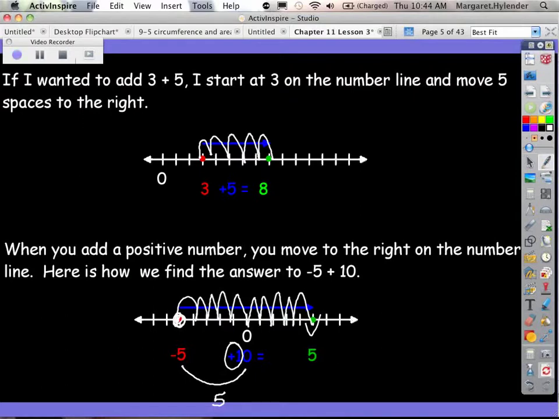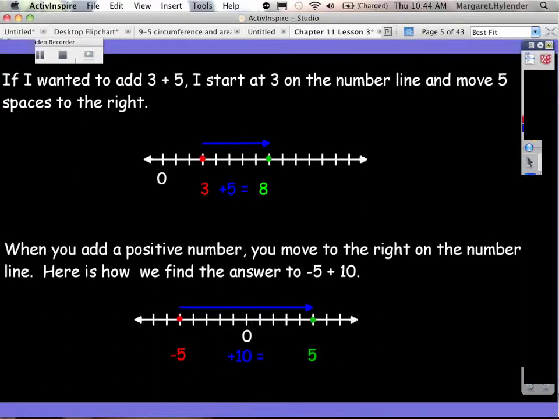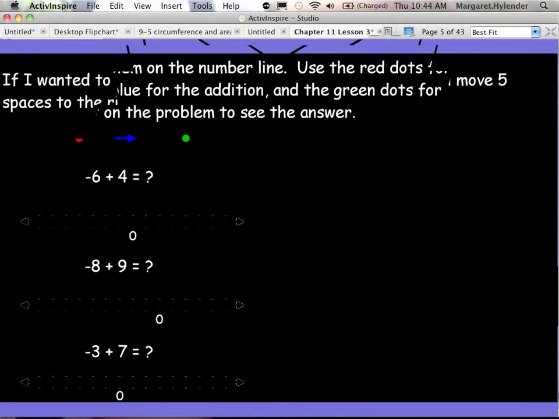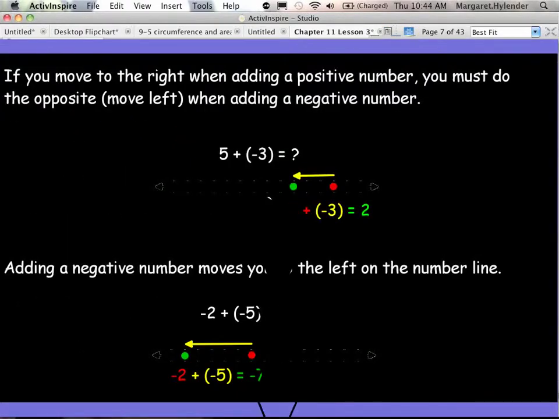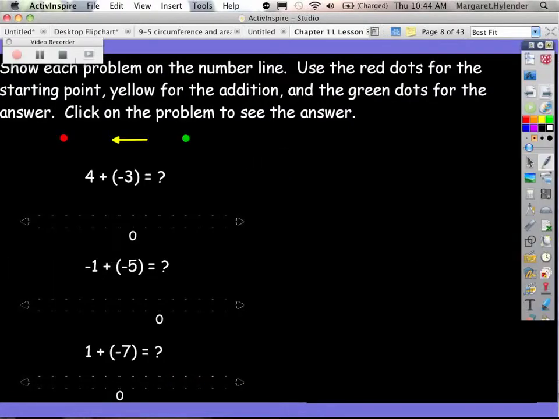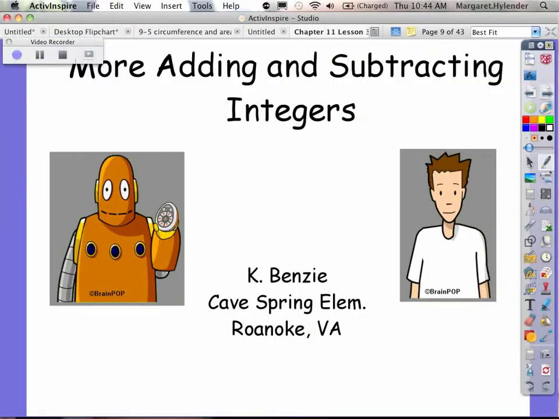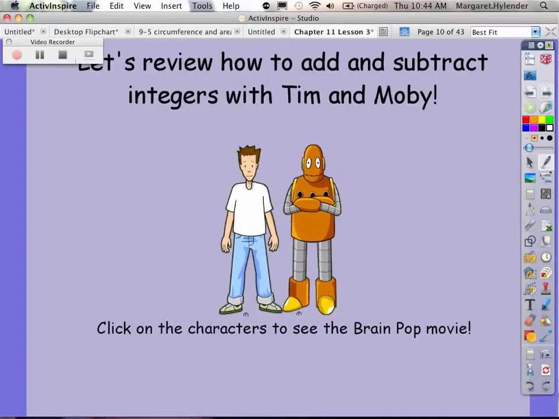Let's just do one more example with the rule. Those number lines are very important. But let's look at some of these with our rules first. And then we're going to talk with Tim and Moby about our BrainPOP video.